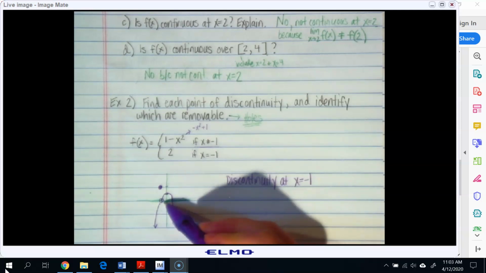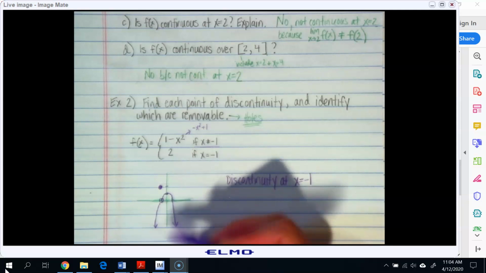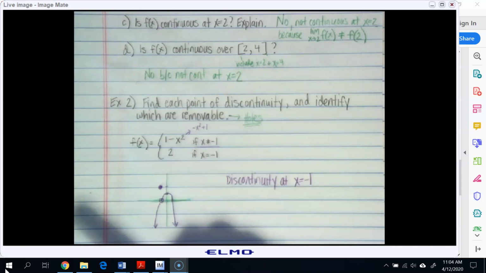And because that is just a hole, the rest of this graph continues on. It is purely a hole. That means we would call it removable. The idea of removable is I should be able to put that hole back, and then the function becomes continuous. That's how you know it's removable or not. If you can't fix it with just putting that 1 point back, then it wouldn't be removable.